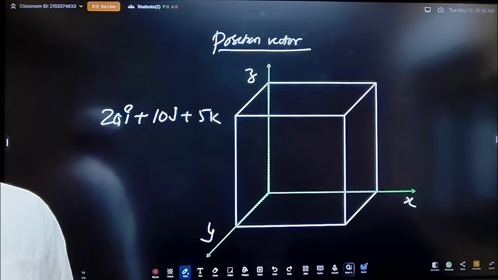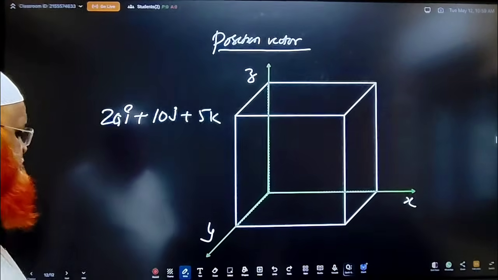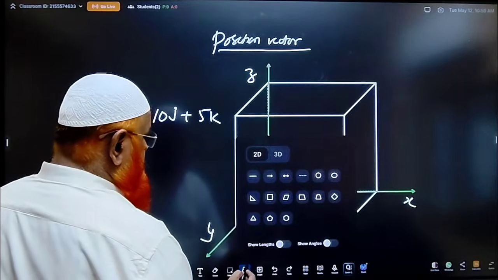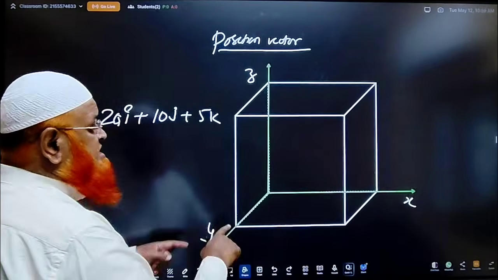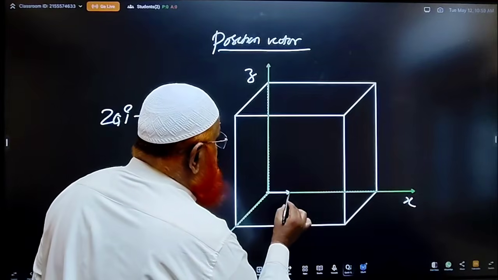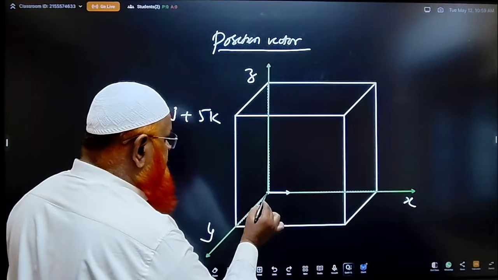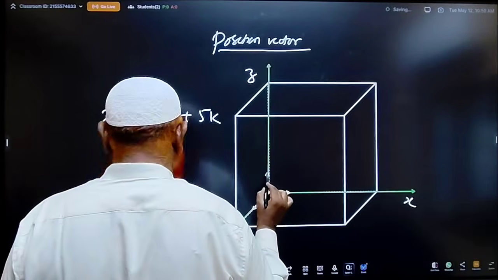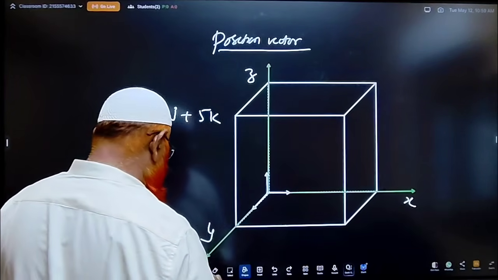And this is a position vector. What is the meaning of position vector? I will tell you about that. See, along the x-axis there is one vector, which is called a unit vector. Along the y-axis there is one vector which is called a unit vector. Along the z-axis there is one vector which is called a unit vector.